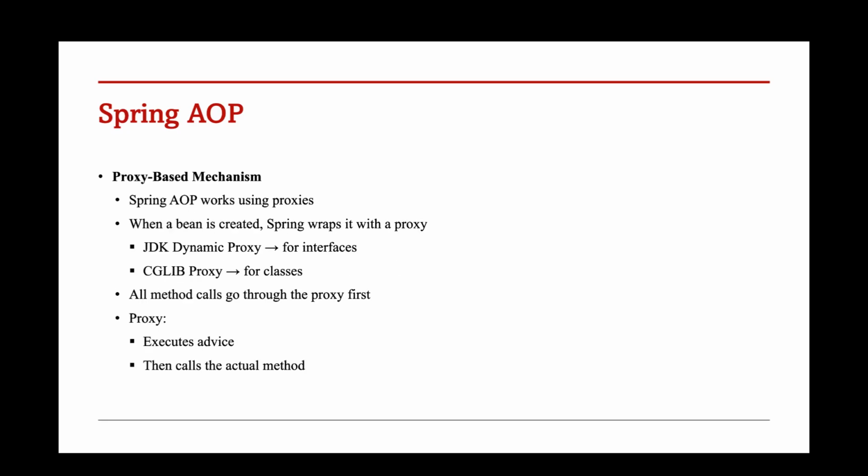Spring AOP works through proxies. When a Spring bean is created, Spring does not give you the actual object directly. Instead, it wraps that object in a proxy. Two types of proxies. JDK Dynamic Proxy, used when your bean implements an interface. CGLIB Proxy, used when your bean is a plain class with no interface. Every method call goes through this proxy first. The proxy intercepts the call, injects your advice, and then delegates to the real object.